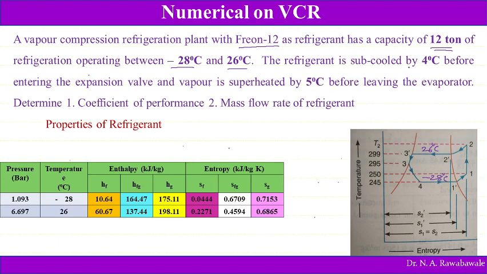The refrigerant is subcooled by 4 degrees. So from T3 dash to 3, the temperature difference is 4 degrees Celsius before entering the expansion valve, and the vapor is superheated by 5 degrees Celsius before leaving the evaporator. Here 5 degrees Celsius is the superheating, and here subcooling is 4 degrees Celsius. Determine the coefficient of performance and mass flow rate of refrigerant.